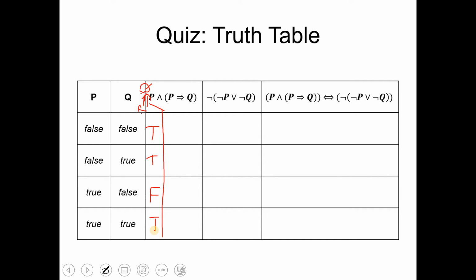Now you take the AND of P implies Q with P. So it will come out to be false, false, and false, and the only true option is the last one. So this is one representation.